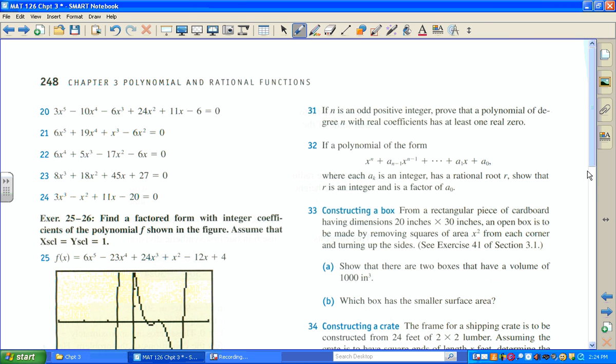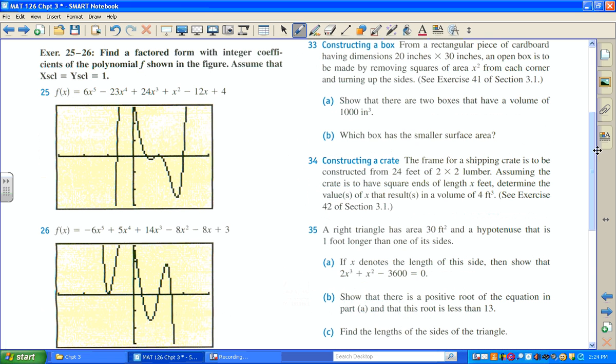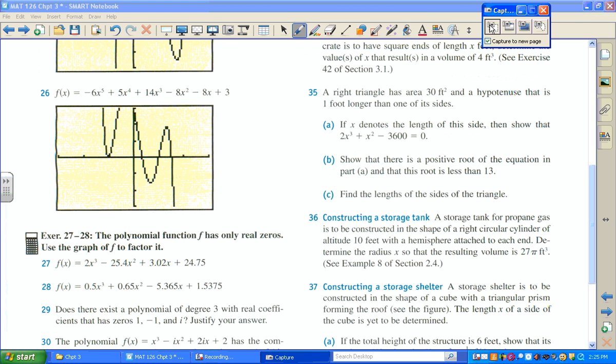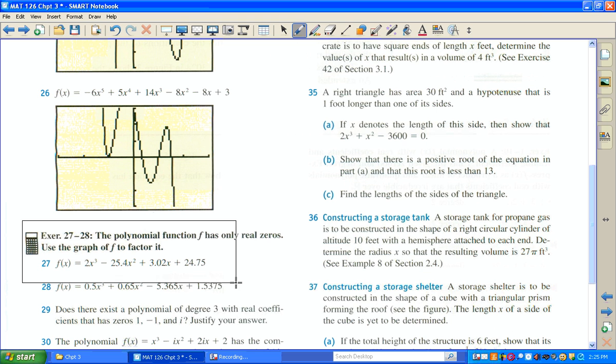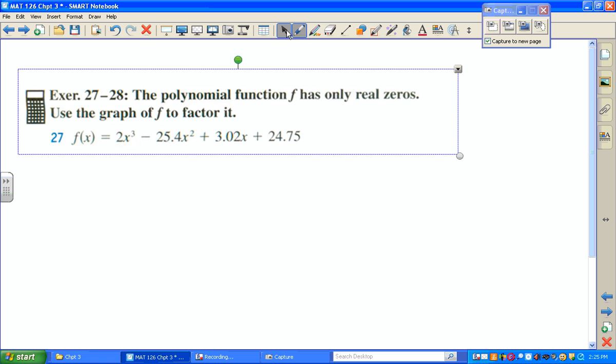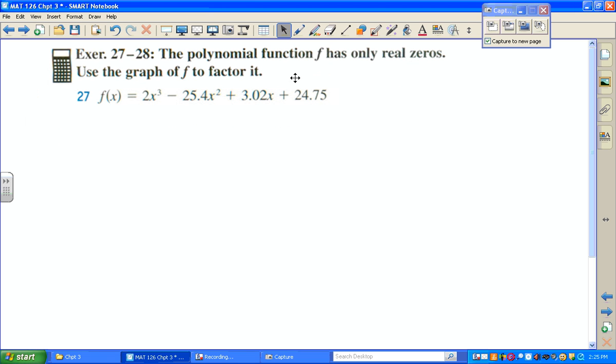27. If I'm not mic'd up, I'll tell you what happened to him later. 27. All right, 27. Use the polynomial. The polynomial f has only real zeros. Use the graph to factor it. This little indicator means I should probably go with my calculator.